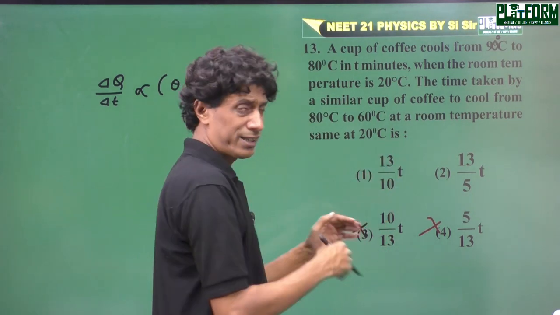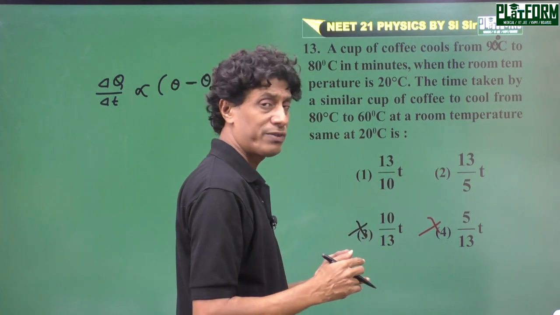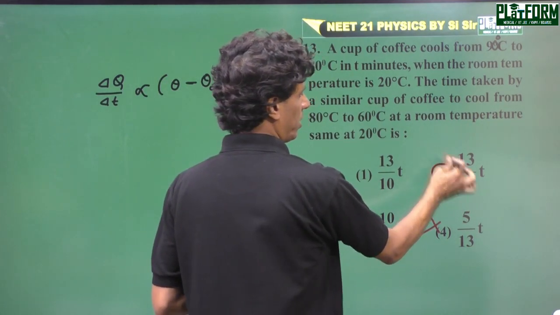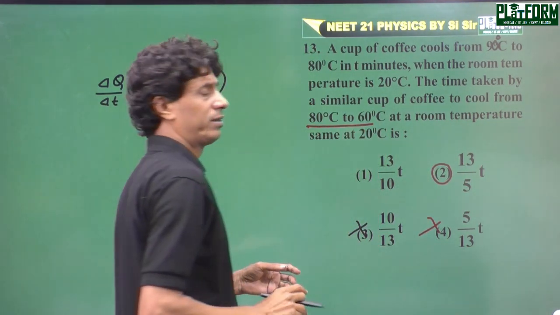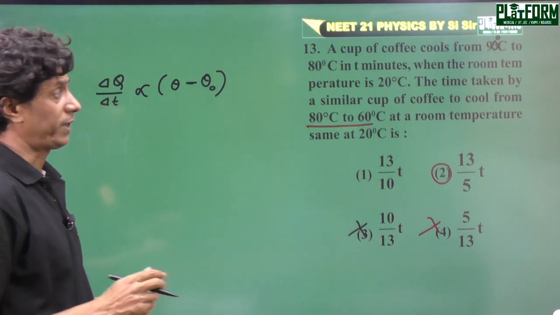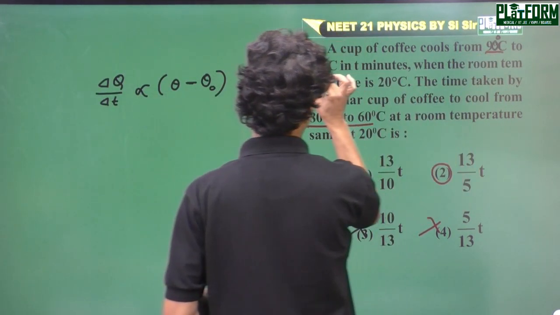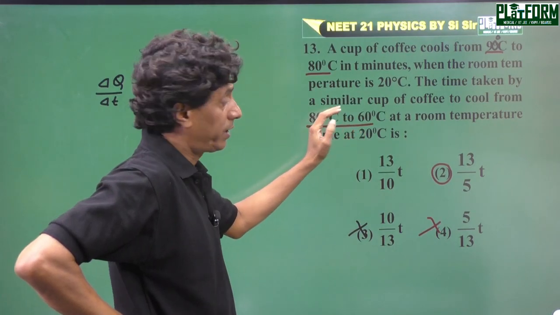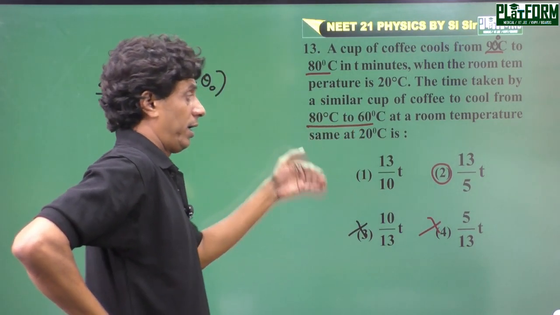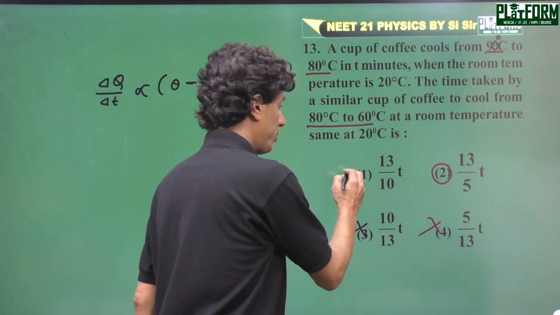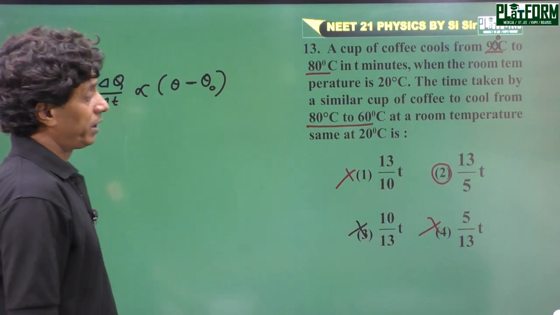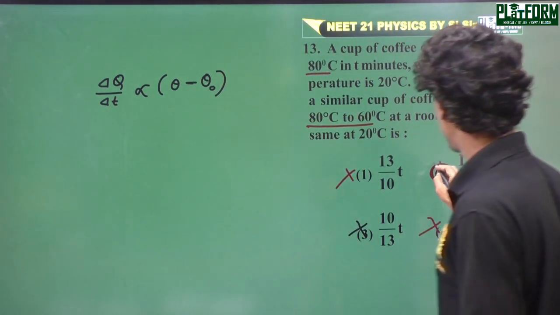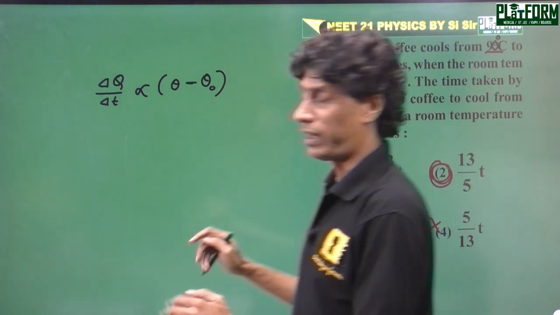So 13 by 10 is greater than T, and 13 by 5 is greater than T. I think here the option is 2, because from 90 to 80 degrees the decrease is 10 degrees centigrade, and here the decrease is 20 degrees centigrade, so it will take more time. So I think the option is 2, but let us check what the calculation will be for this problem.